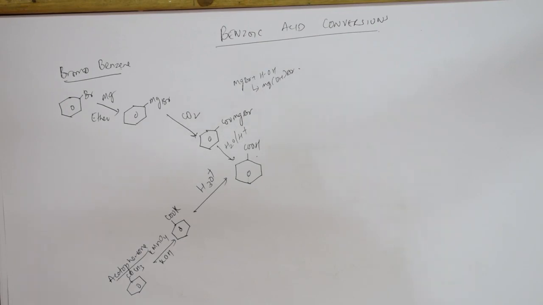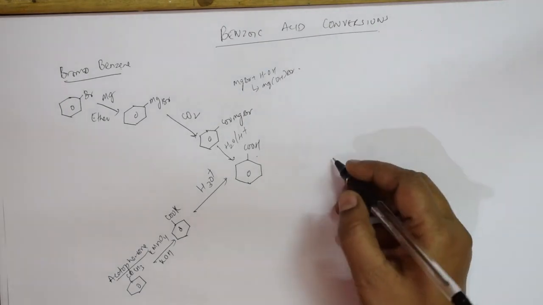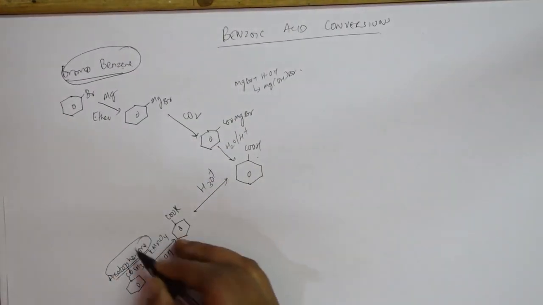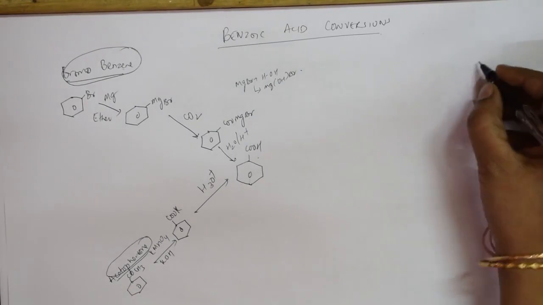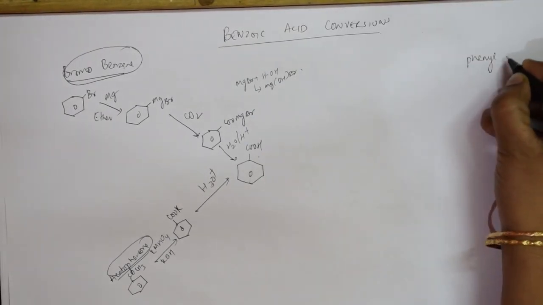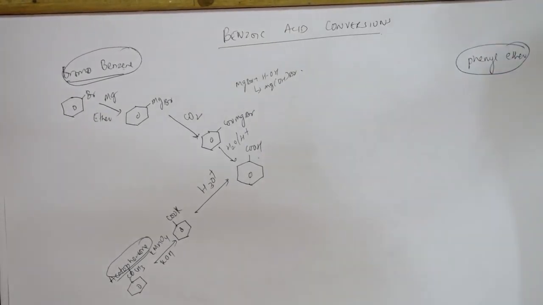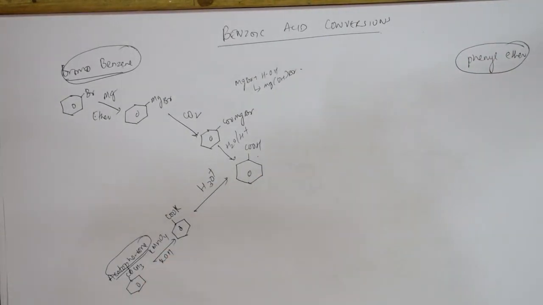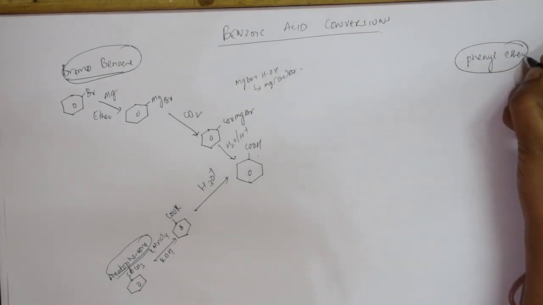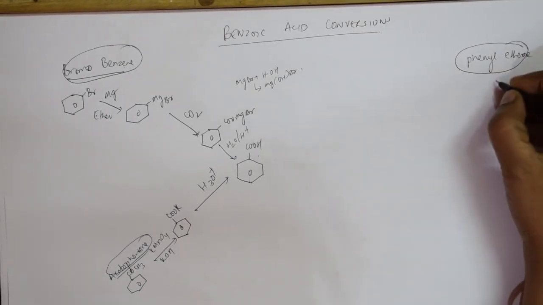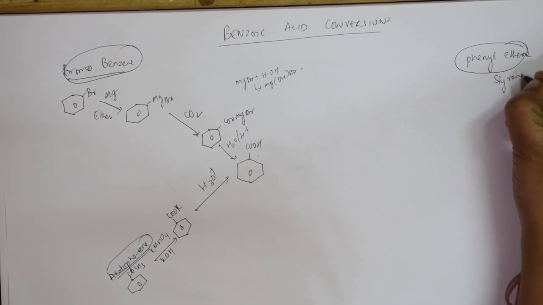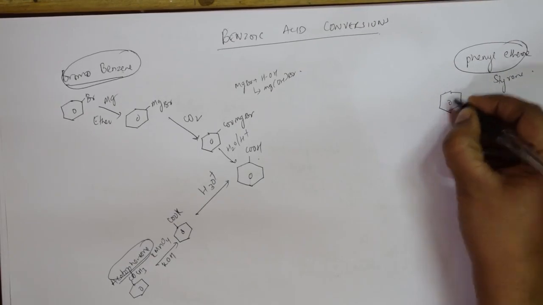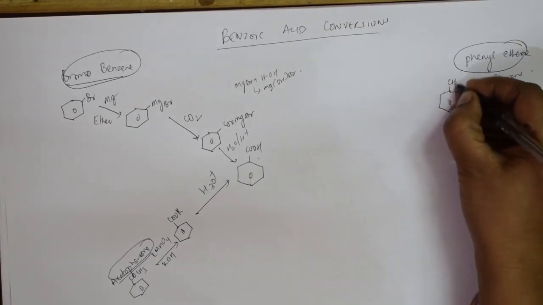Now suppose they ask me to convert one more type of conversion. Bromobenzene is done, acetophenone is done. Now if they ask you to convert phenyl ethene to benzoic acid, what do you do? You're going to write first phenyl ethene. So what is phenyl ethene? It's nothing but styrene. Styrene formula, benzene ring, and this is the H double bond.